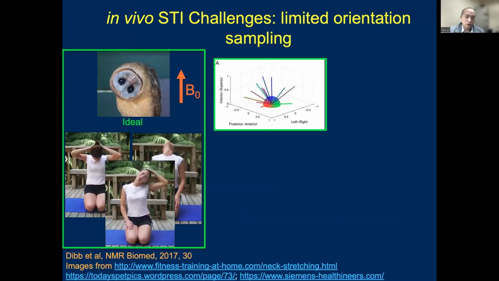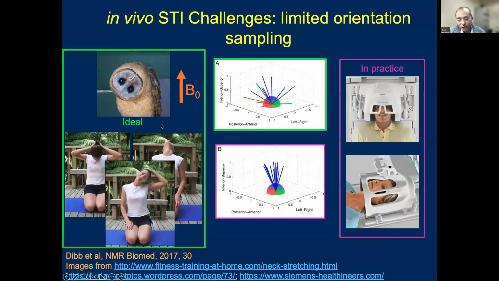Here is just an illustration of this challenge due to the limited orientation sampling. For solving the STI inverse problem, ideally, we want to sample the orientation space over a wide range. If you can rotate your brain in all directions, that would be ideal. But in practice, for most MR head coils, we have limited space, which makes the STI inverse problem ill-posed.